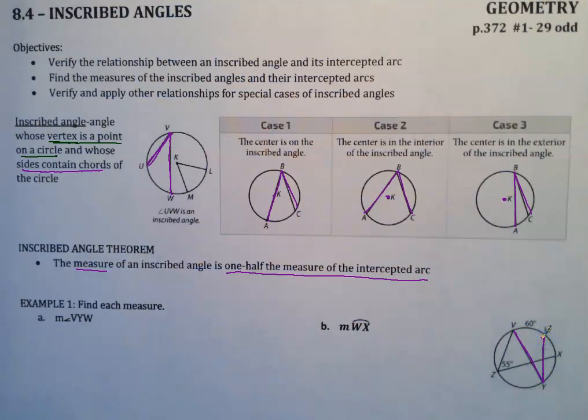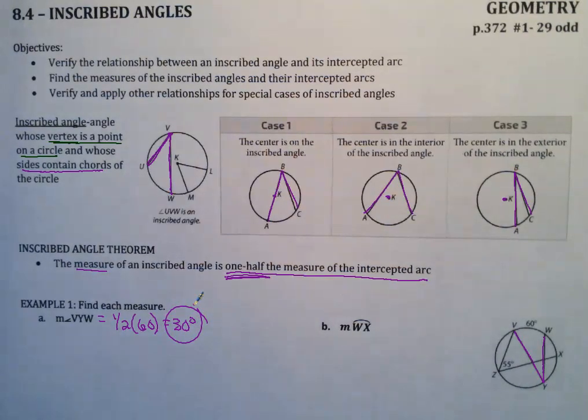So it would be 30. How'd you get that? Use the theorem to help you out. Because the arc is 60, and the measure equals 1/2 of the arc. So it's 1/2 of 60 equals 30 degrees. Correct.